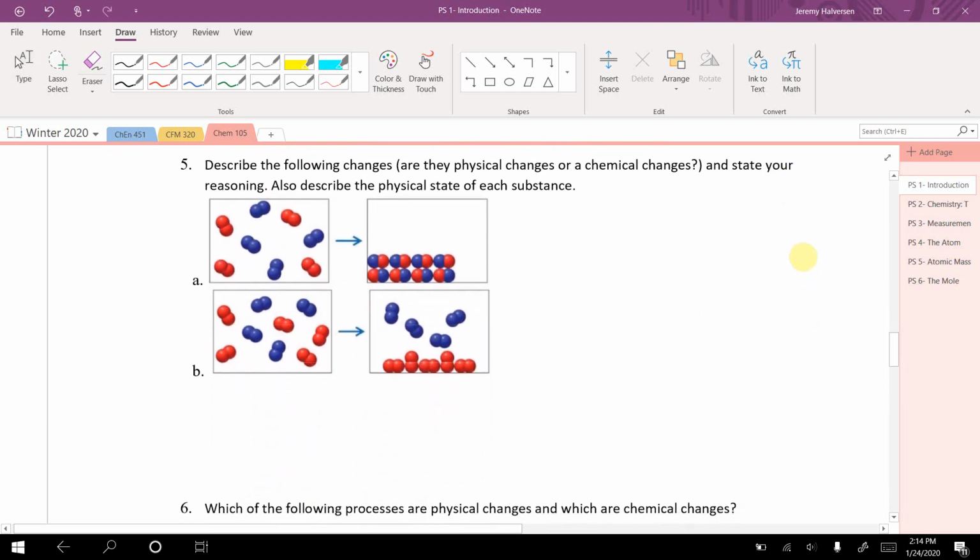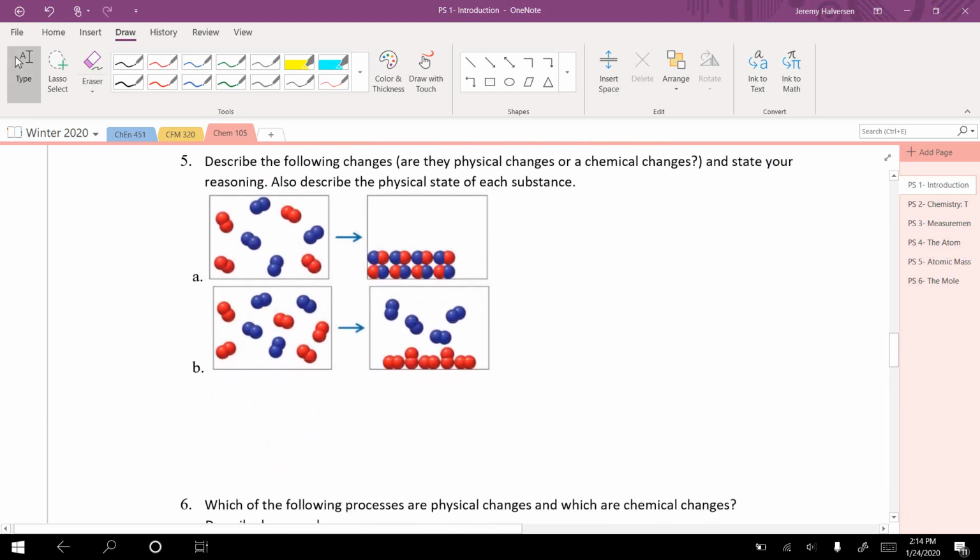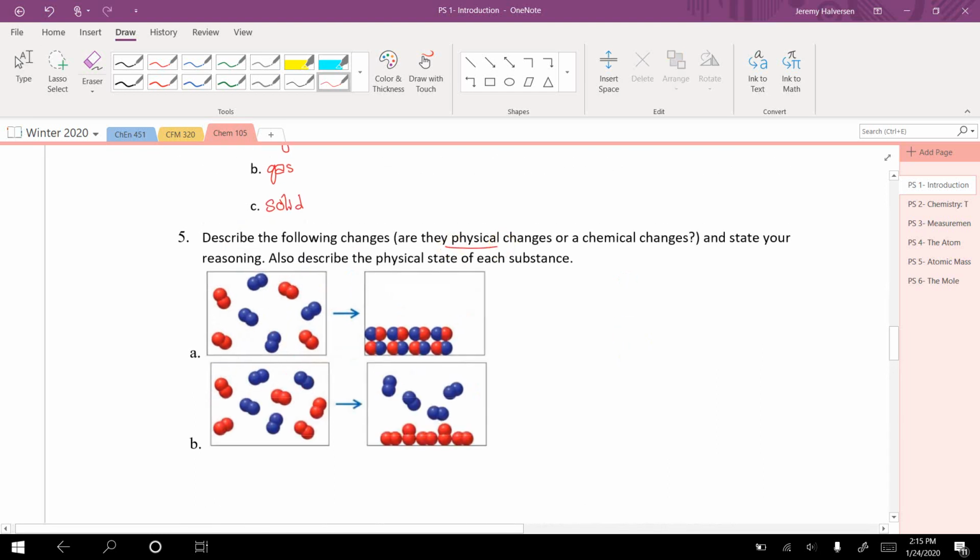All right, describe the following changes. If they are physical or chemical changes, state your reasoning. Also describe the physical states of each substance. So first, let's talk about what a physical change versus a chemical change is. So a physical change means that over the course of the change, your chemical composition has remained the same. Versus a chemical change means that at a molecular level, your chemistry is changing.